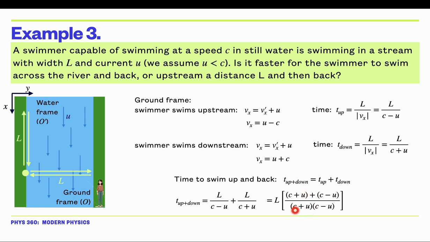And this, you can write this as the sum of two squares in the bottom. Divide top and bottom by c. You can simplify this expression to 2L over c times the quantity of 1 over 1 minus u squared over c squared. So that's just a couple of steps in there to simplify. I recommend you go through it on your own to convince yourself you get that answer. Okay, so that's how long it takes the swimmer to go from here upstream and then back down.